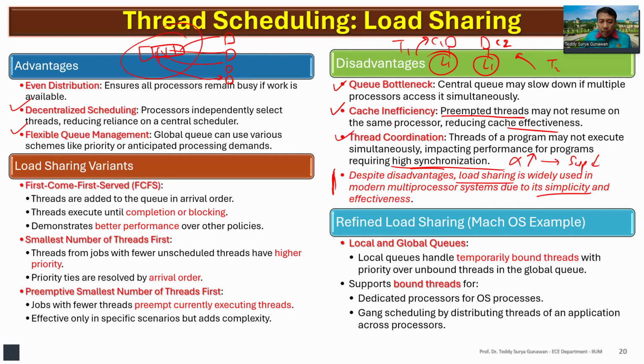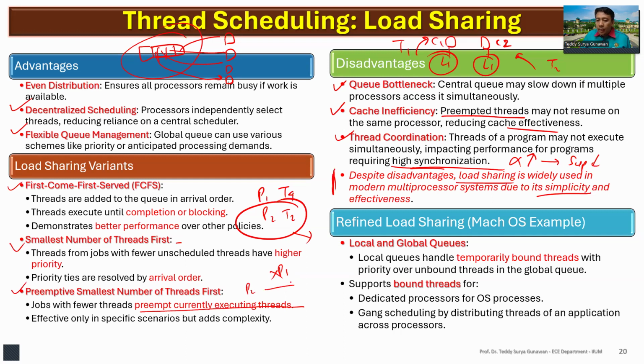So one queue. Okay, so then load sharing, the scheduling policy can use first come first serve, smallest number of threads first. For example, process number one has 4 threads, process number two has 2 threads, so you allocate this one first. Or the next one, preemptive smallest number of threads first. So a job with fewer threads preempts the currently executing thread. So if P1 runs first, because P2 has a smaller number of threads, it can preempt, meaning stop P1 and then run P2 first.